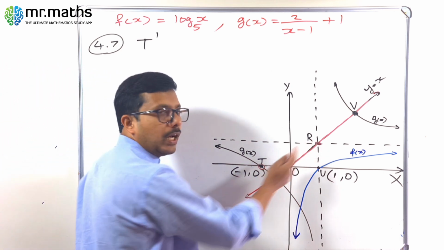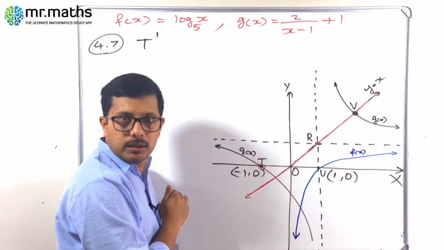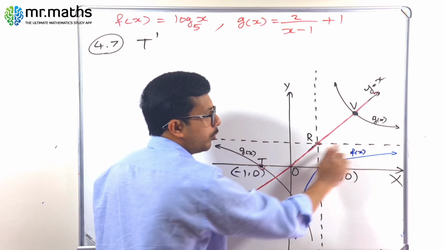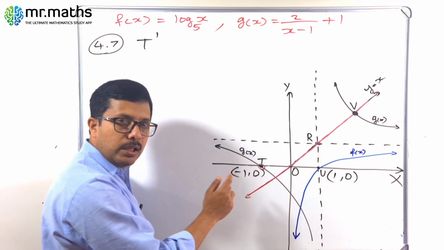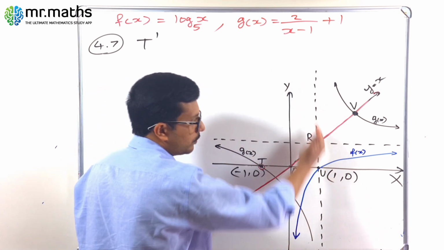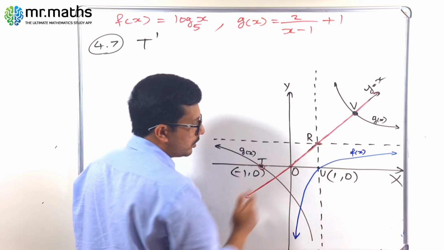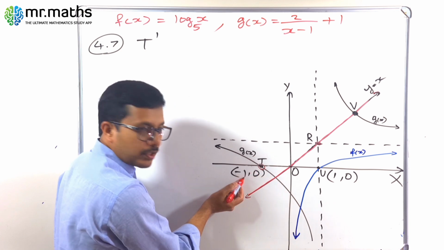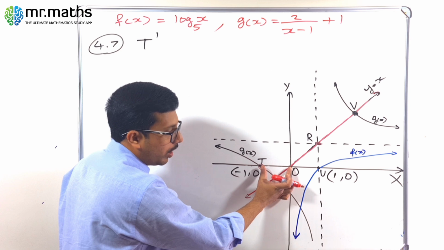What is this point R? That is the intersecting point of both the asymptotes. Am I right? So how far is this point T from that vertical asymptote? That's what I'm going to check first. This is the vertical asymptote. Look at this point T. What is the x value? -1. So it means that this distance is 1 unit.